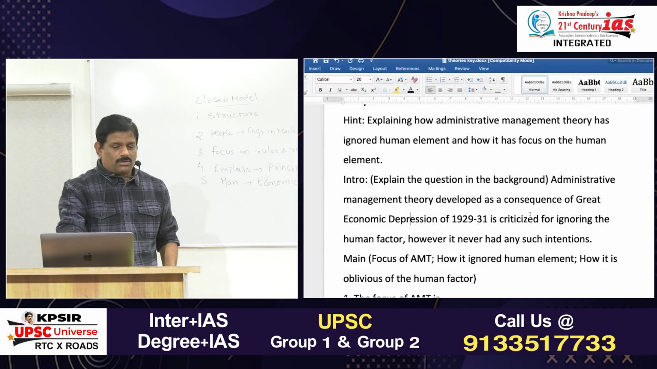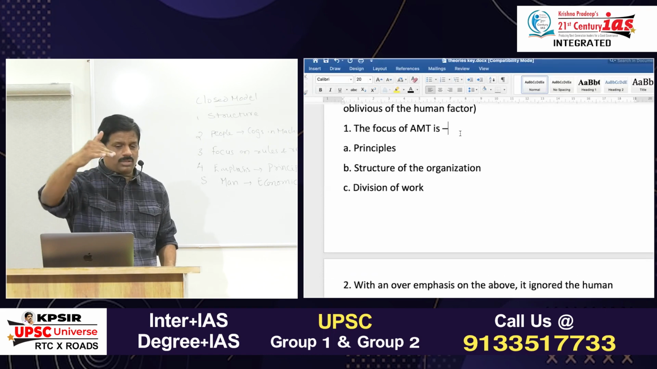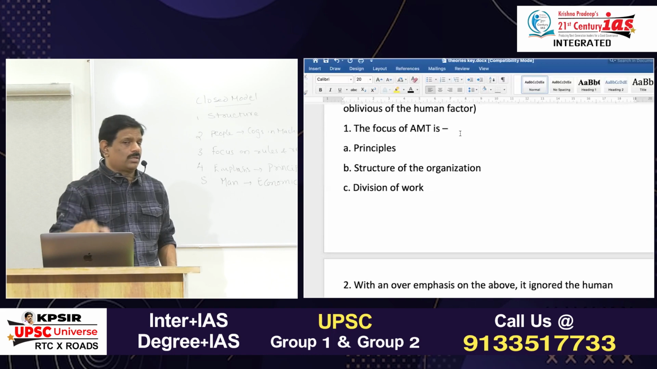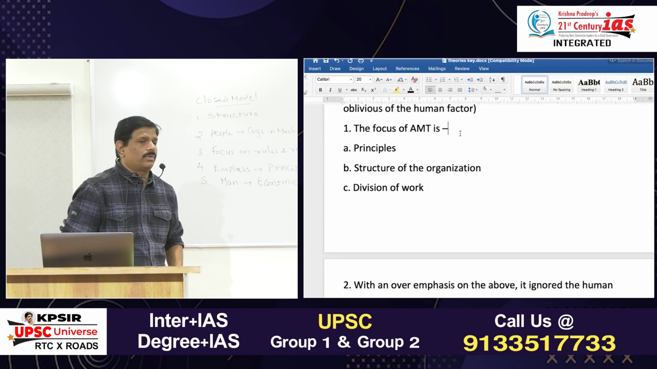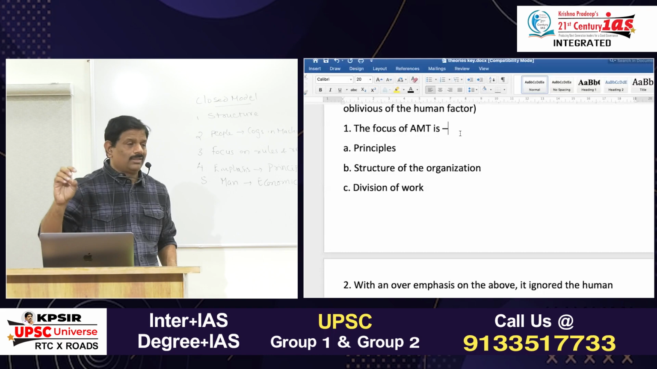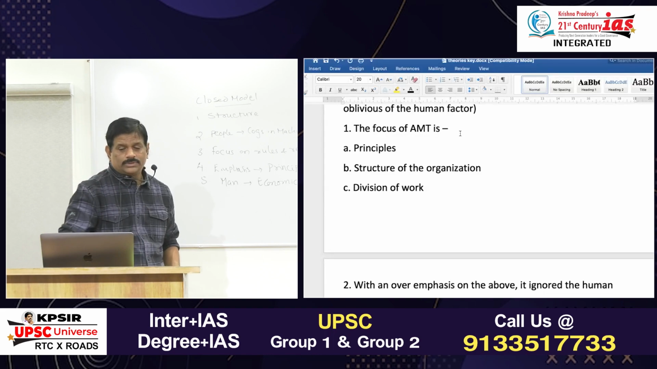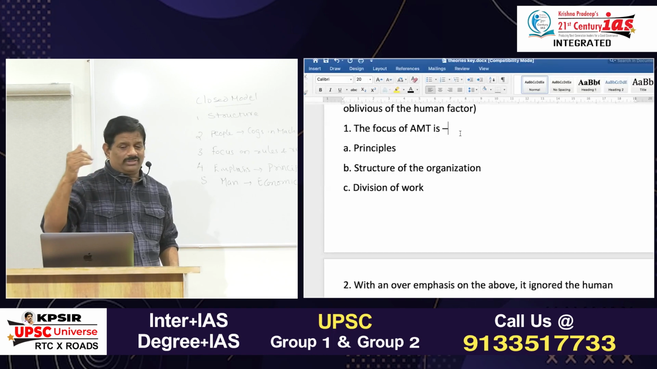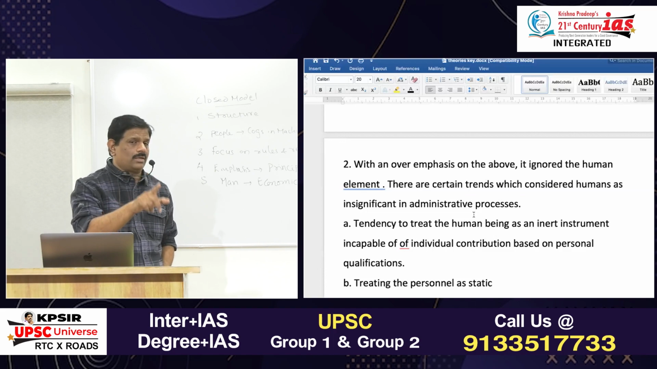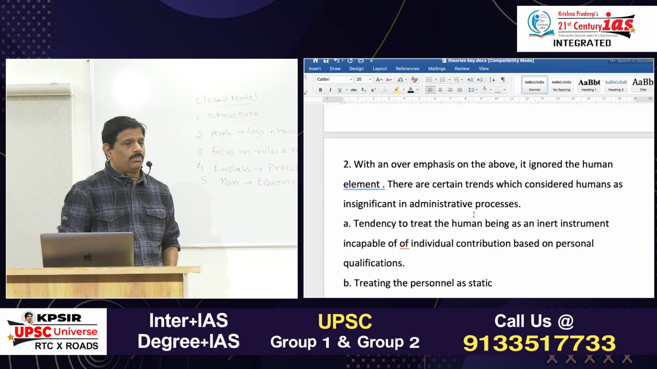In the main body you should write about the focus of the administrative management theory. What is the focus? One is principles. Various principles are developed like hierarchy, separation of powers, span of control, line and staff. Then the structure of the organization, with an emphasis on the rules and regulations, division of work. Secondly, with an overemphasis on these features, it ignored the human element, which gave importance only to standardization, the rules and regulations, predictability of the administration. Those things were given an overemphasis, and as a result, the human element is ignored.